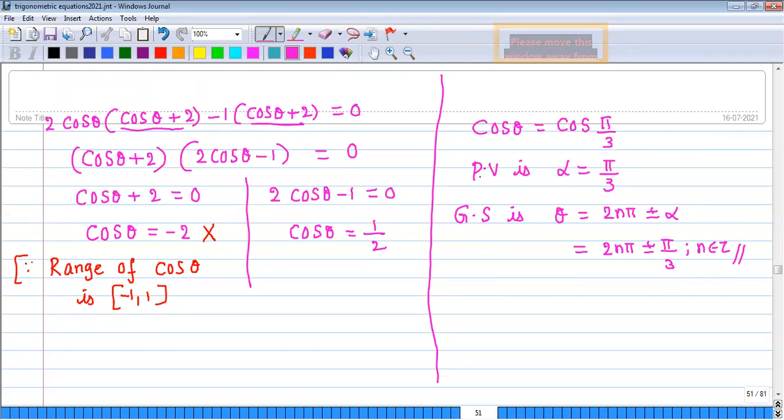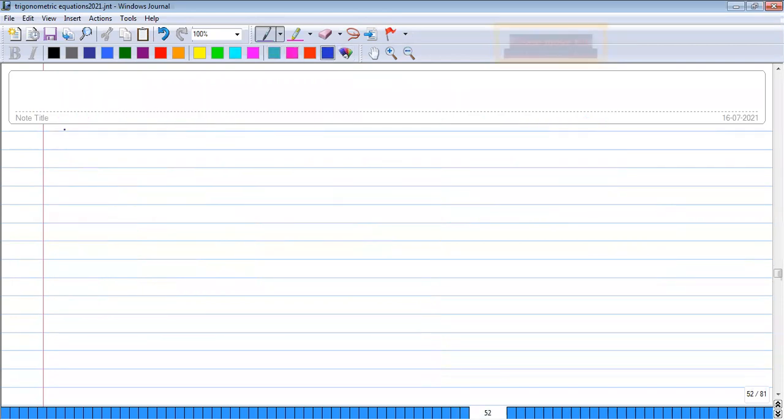So now I give one example for you. You solve at home. Second question, only the general solution you need to find: sin square theta minus cos theta equals 1 upon 4.